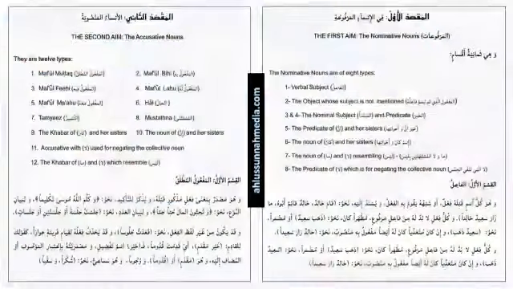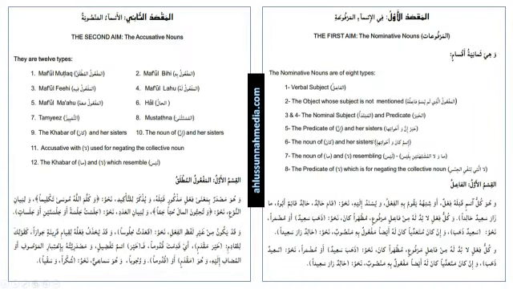I'm going to show you very simply the marfu'at, mansubat, and majrurat. Over here we have the 8 types of marfu'at. We went over فاعل, نائب فاعل, مبتدأ, خبر, اسم كان, خبر إن. Those ones we went over today. The other ones are here.